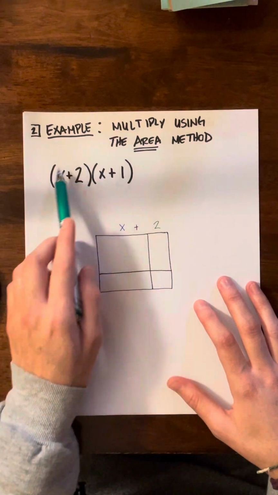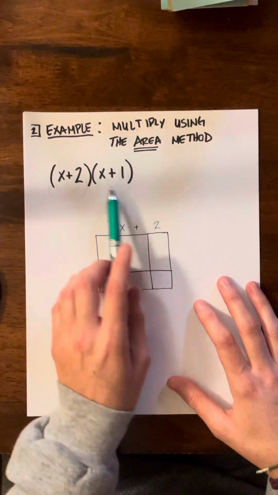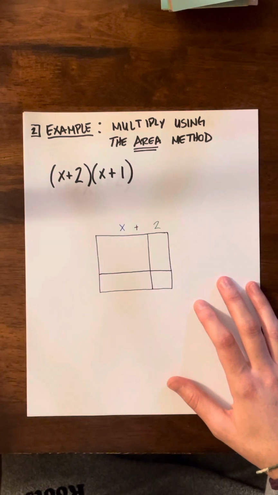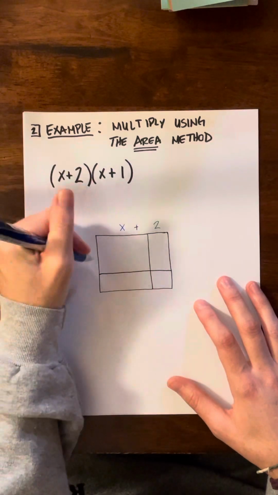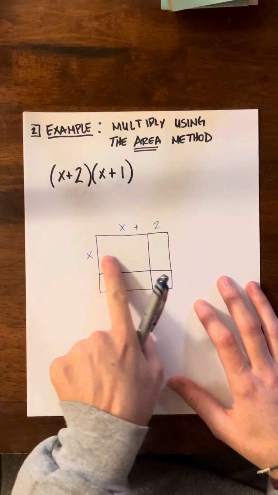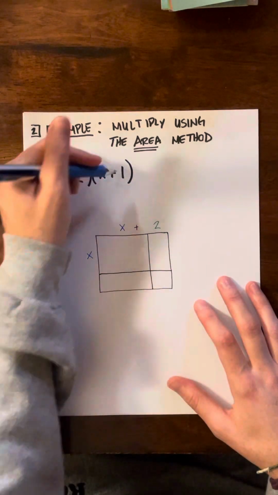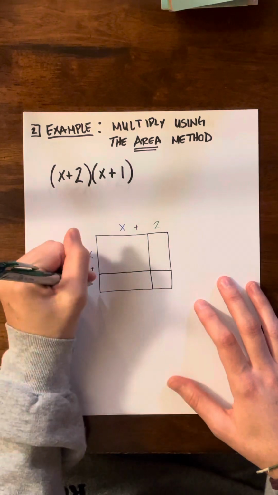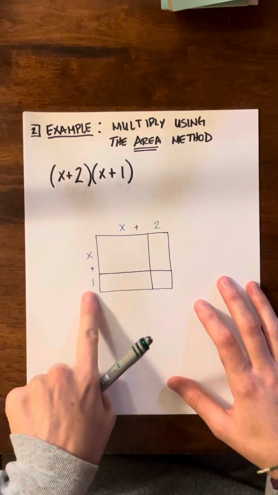Now we've worked with our first set of parentheses. We're going to go to our second, and these ones go on this side. We start off with our x, which goes in this row, and then a +1, which is also a positive 1. So our 1 is going to be in green.